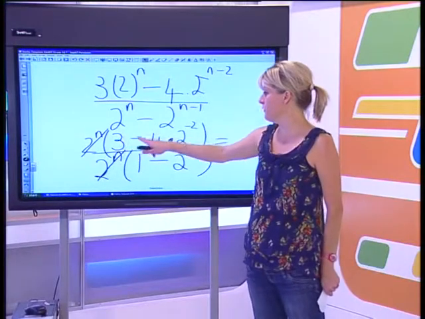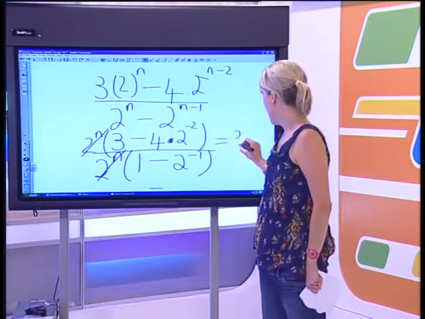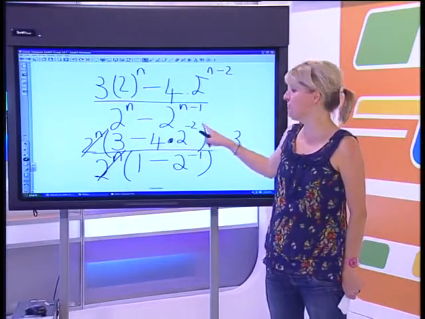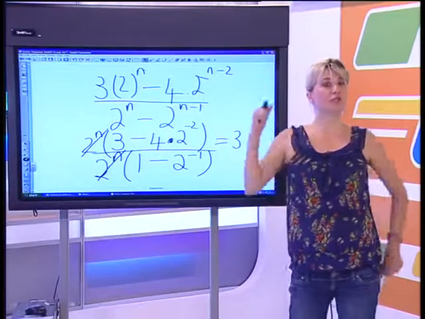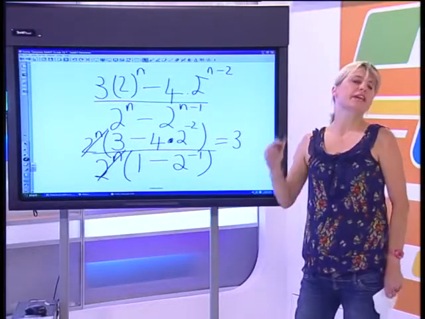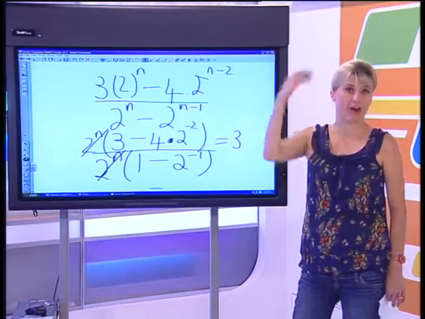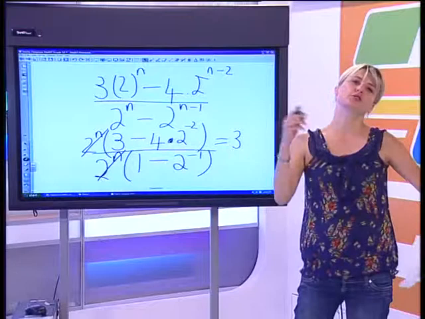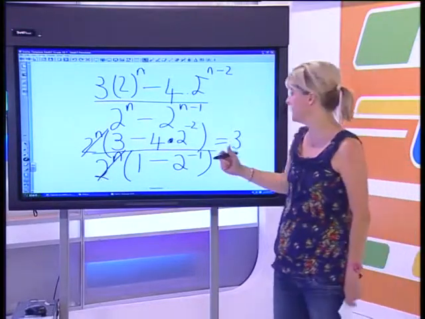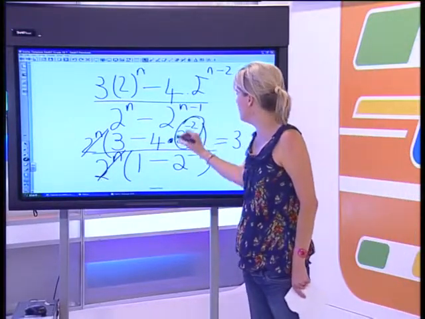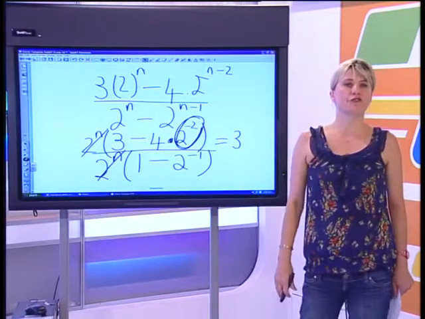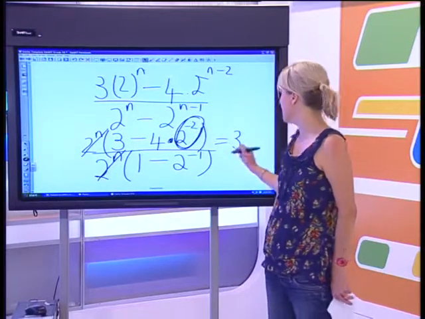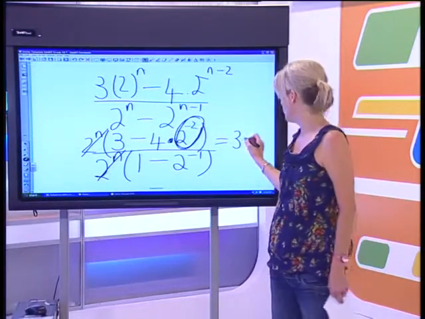Over here I've got 3 minus, fine. And now I need to figure out what's going on over here. This is 2 to the power negative 2. Now if 2 to the power 2 is 4, then 2 to the power negative 2 is 1 over 4, right? Remember that. So 2 to the power 3 is 8, so 2 to the power negative 3 is 1 over 8. So in fact, this 2 to the power negative 2 is 1 over 4, a quarter. So what I have got here is 4 times a quarter, which of course is 1.